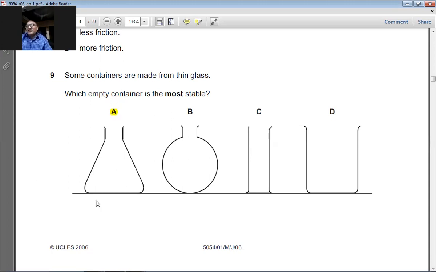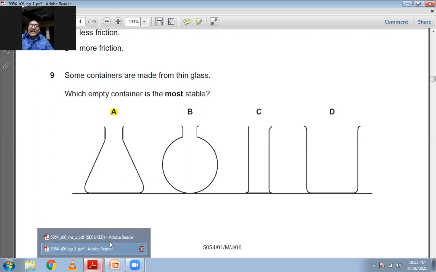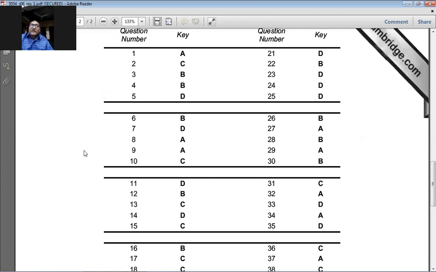So this looks more stable because at the bottom its base area is larger, and at the bottom the mass is more, and as you move up the flask becomes thinner and thinner, so it's no more wide. So its most mass will be lower here somewhere. So it will be more stable because its center of mass, center of gravity will be lower. So question number 9, I think A is the right answer. So let's check.